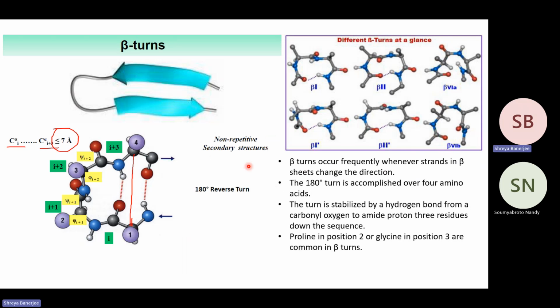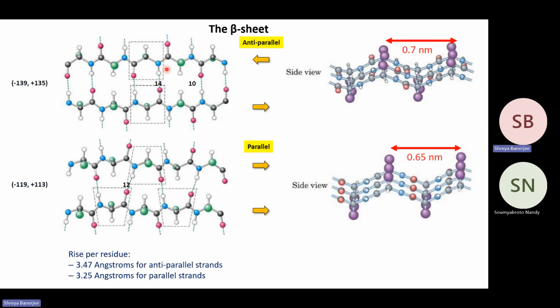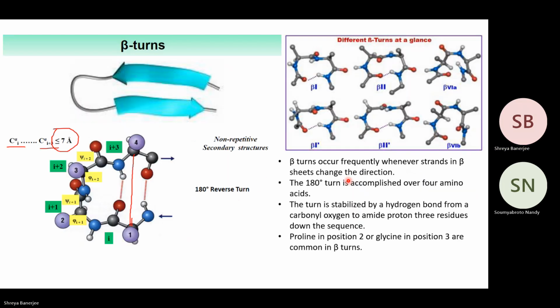And it is called a non-repetitive secondary structure. Because in alpha helix, you have the I+4 hydrogen bonding constantly repeating, and it can extend. Beta sheet also, you have this kind of 14-10 hydrogen bonded ring or 12-12 hydrogen bonded ring, and it is a repetitive structure. But beta turns occur in isolation only when a turn is required in the protein. And so it is called a non-repetitive secondary structure.